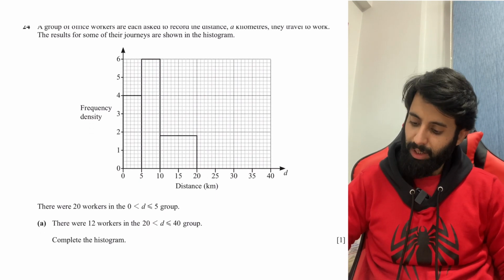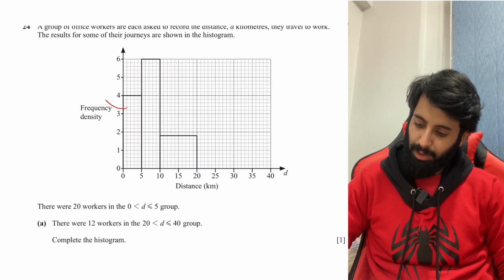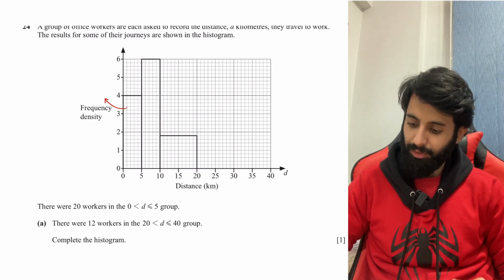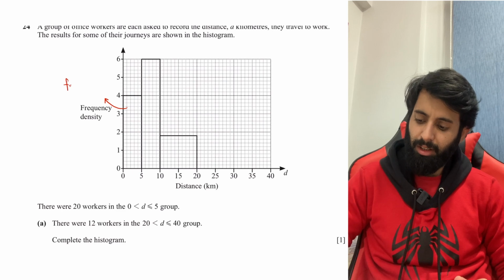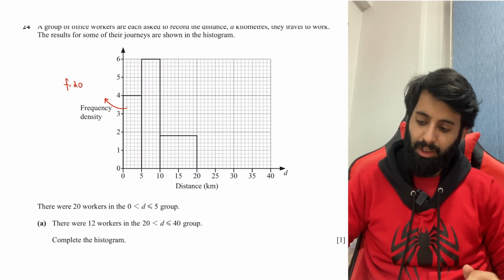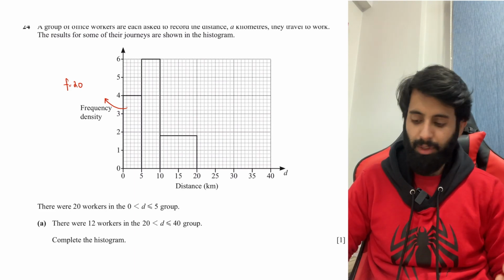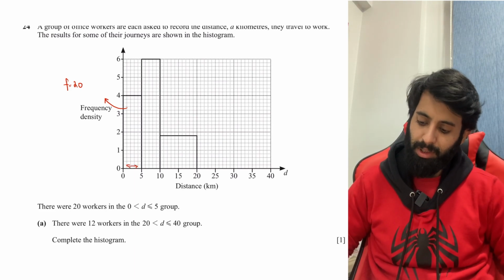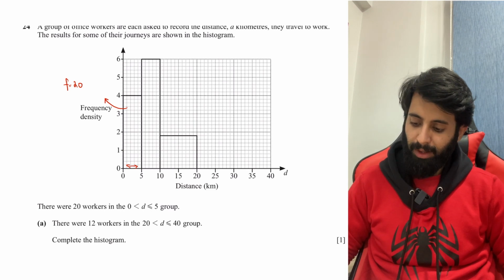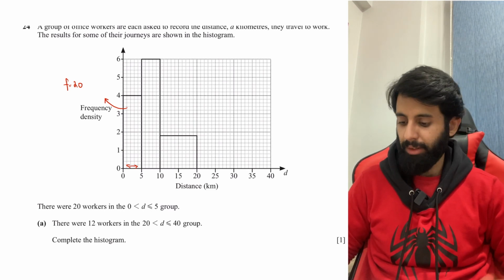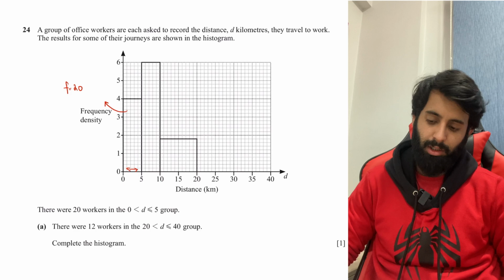Okay, so 20 workers who are in the 0 to 5 group, so that means the frequency of this is 20. So the question really didn't need to tell us what the frequency was, because if you have frequency density on a histogram, you can work out frequency by simply multiplying the frequency density by the class width, which is basically the difference in the two values on the horizontal axis. Okay, so 4 times 5 equals 20, but the question told us, so thank you for that.